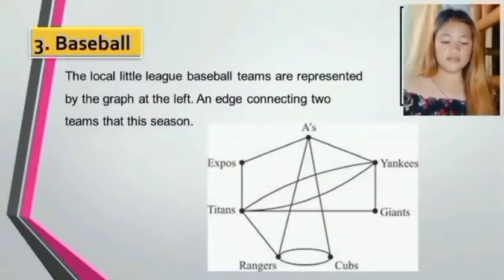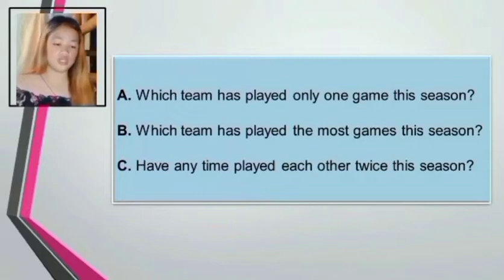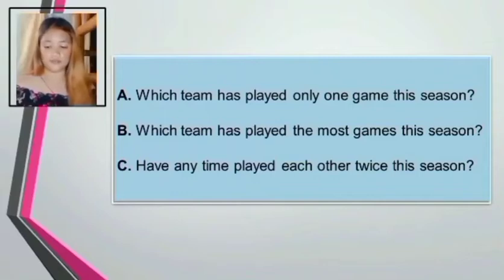The local Little League baseball teams are represented by the graph at the left, an edge connecting two teams meaning that those teams have played a game against each other in this season. So as we see, every team has a connection with other teams. And there are 3 questions here. Which team has played only 1 game in this season? It is a team, and the answer is the team of AS, Rangers, and Cubs.